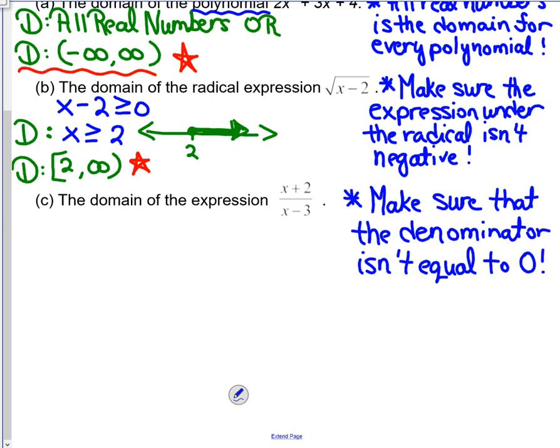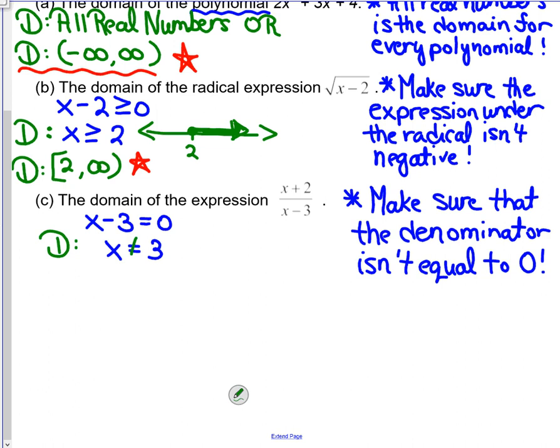Okay, so here's my quick work. What if it is equal to 0? Set it equal to 0. Solve it for x. That is the one number that will cause the denominator to equal 0. We cannot use it. So if you're looking for a domain, you could write it like this. X cannot equal 3. All real numbers except for 3.